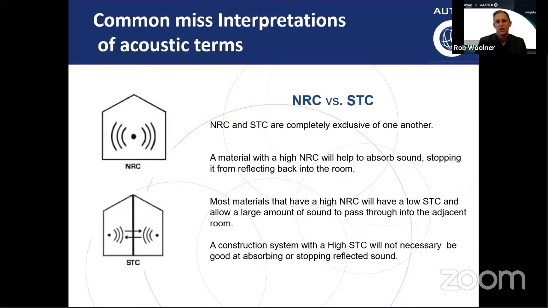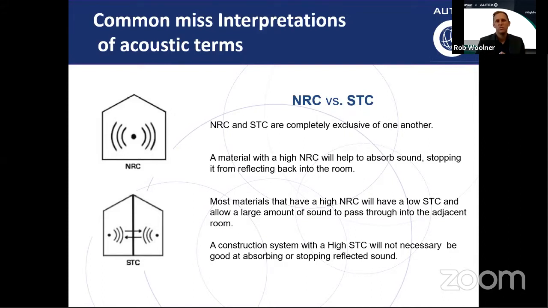Getting to these two acoustic terminologies, NRC and STC, they are completely exclusive of each other. So they're almost opposites in terms of how they operate. NRC is a noise reduction coefficient, and a material with a high NRC helps to absorb sound.